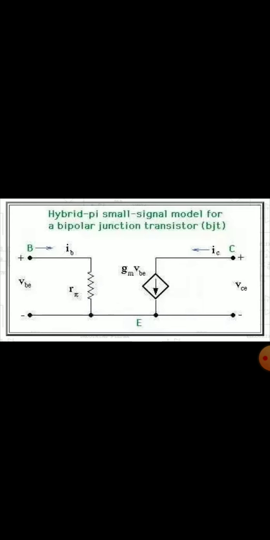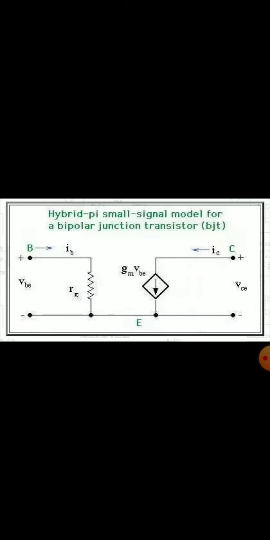Finally, what is gm? We already discussed gm. gm means transconductance. Due to a small change in voltage across the emitter junction, some excess minority carriers are injected into the base region. This is proportional to V dash B E, so a small signal current flows. This is called transconductance.